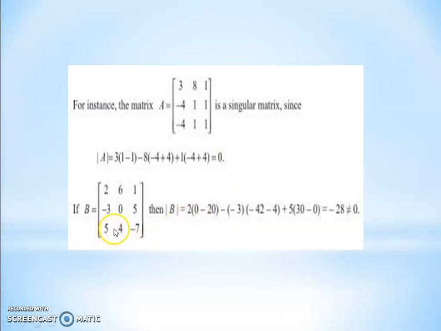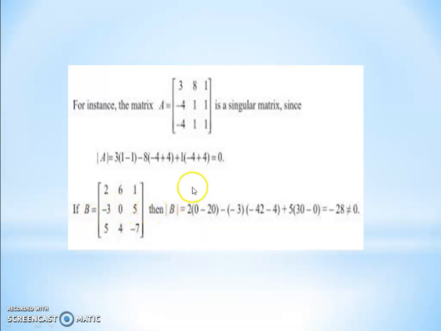Now we have to check whether the given matrix is singular or not. In this matrix, we take 2, 6, 1, minus 3, 0, 5, 5, 4, minus 7. How many rows are there? 3 rows. And how many columns? The rows are 2, minus 3, 5; 6, 0, 4; 1, 5, minus 7. So we have to check whether the given matrix is singular or not.